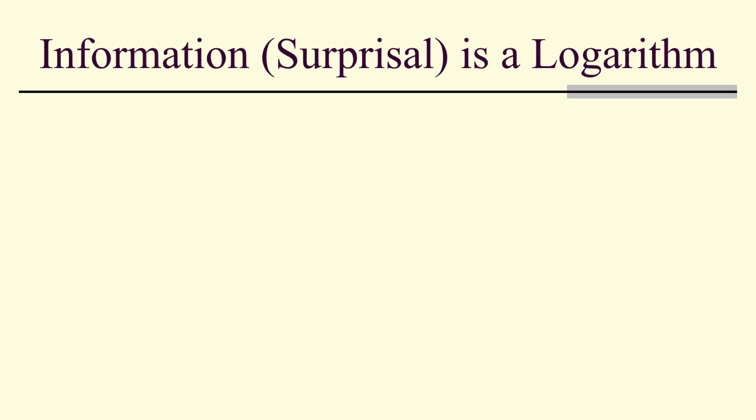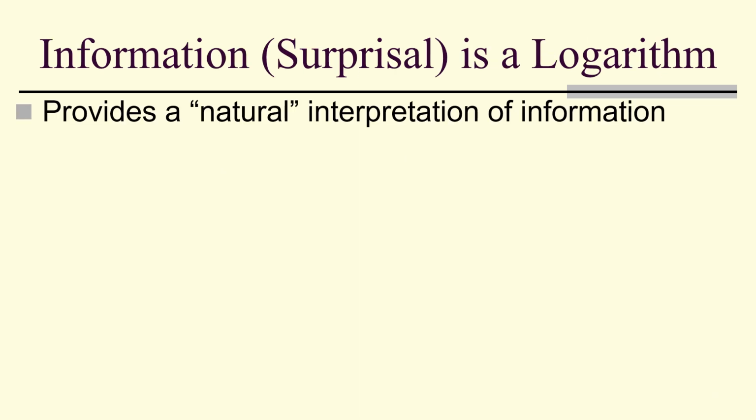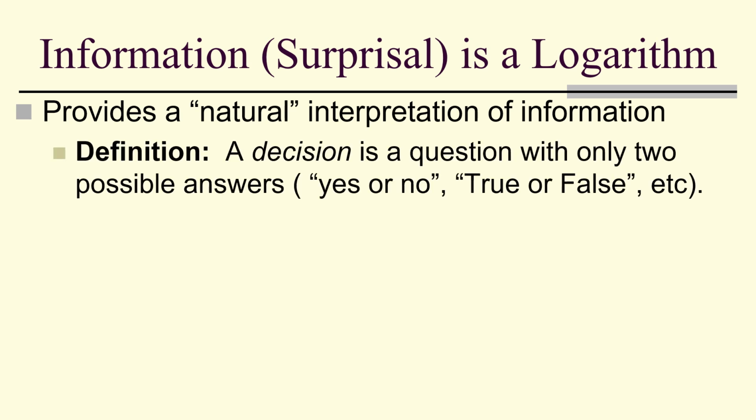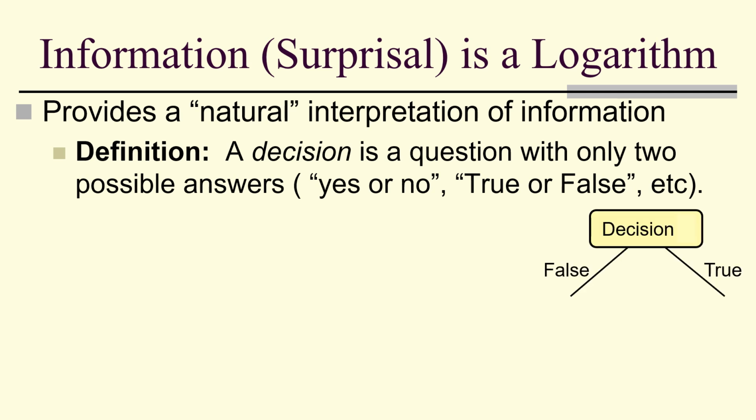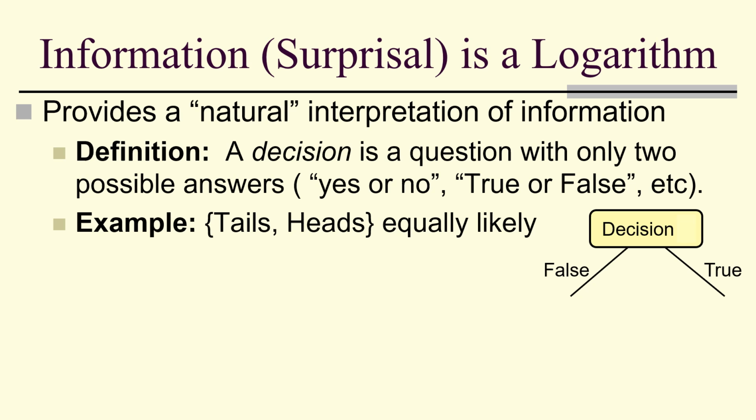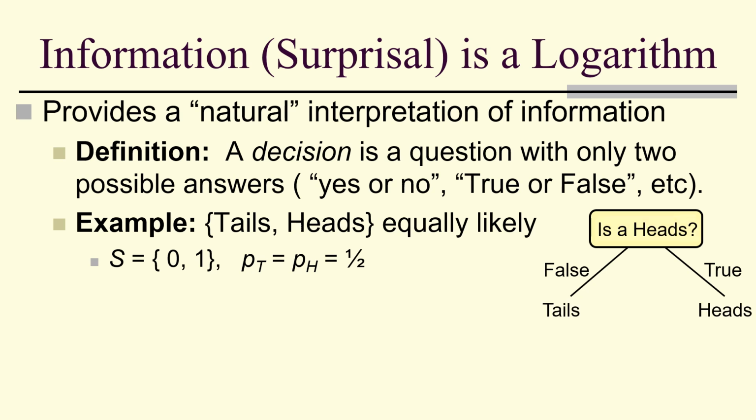So information, or surprisal, is a logarithm, which provides a natural interpretation of information. A decision is a question with only two possible answers: yes or no, true or false, and so forth. So here's my decision. For example, tails and heads being equally likely. My sample space is {0, 1}, and the probability of tails equals the probability of heads equals a half.